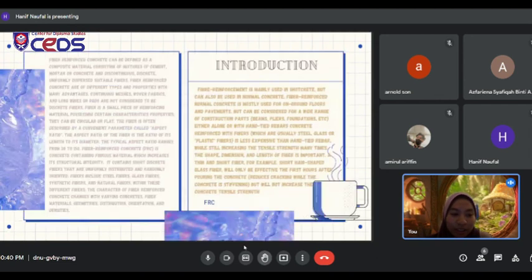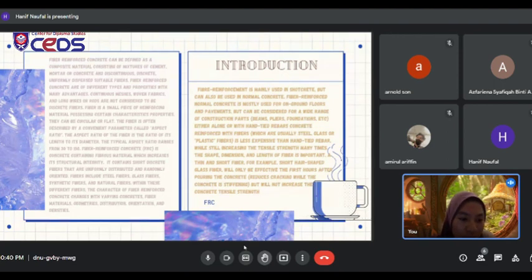FRC can be defined as a composite material consisting of mixtures of cement, mortar, or concrete and discontinuous, discrete, uniformly dispersed suitable fibers. FRC are of different types and properties with many advantages. Continuous meshes, woven fabrics, and long wires or rods are not considered to be discrete fibers. Fiber is a small piece of reinforcing material possessing certain characteristic properties.